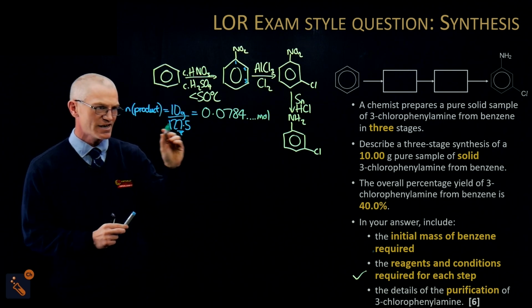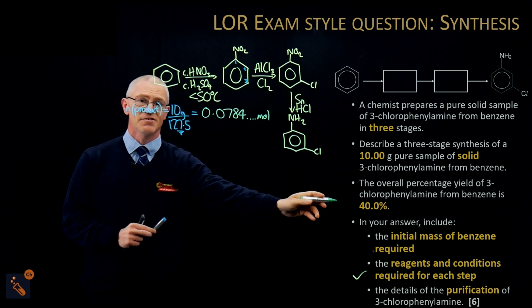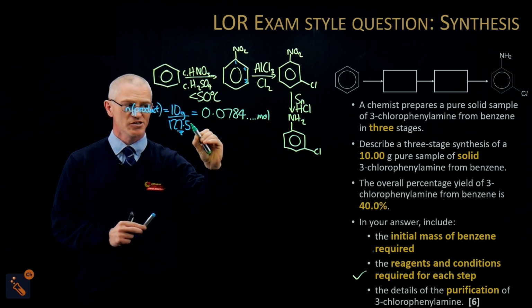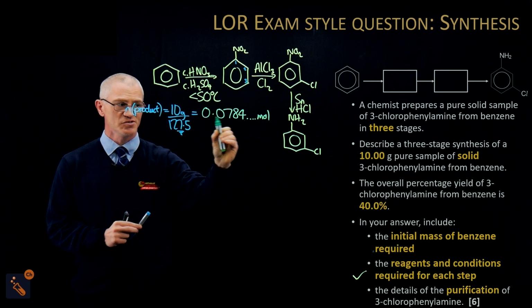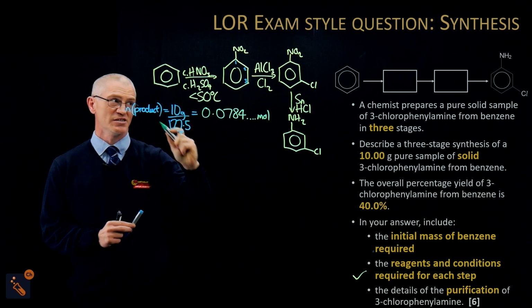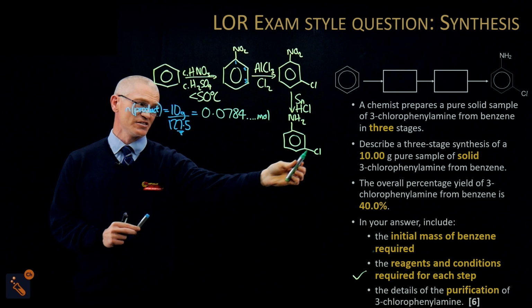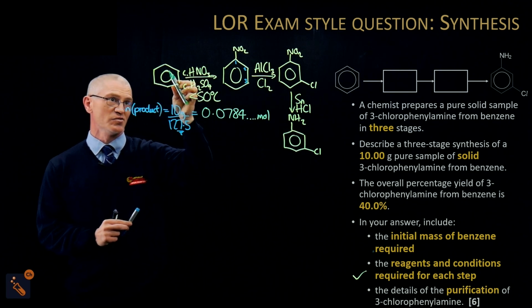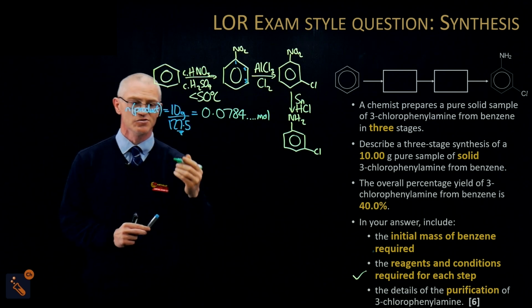Now, if you remember here, that is a 40% yield. So that's 40% of what I could have made. So I need to find out what 100% is. I know that this number of moles here is 40% of the number of moles here, so I need to convert that back to 100.